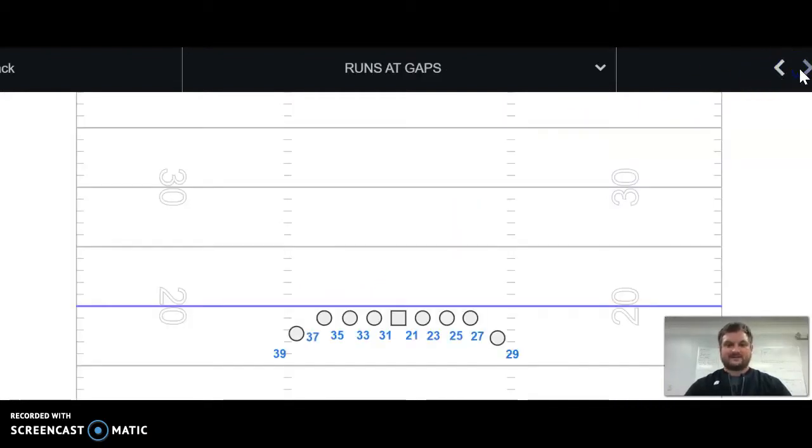Runs at gaps, simply going to be those same numbers that were on that previous slide. Runs at an A gap on the right will be a 21. Runs at a B gap will be 23. C gap will be 25. D gap, 27. E alley would be 29. If we wanted to run those to the left-hand side, they would be 31 to the A gap, 33 to the B gap, 35 to the C gap, 37 to D, and 39 to E or alley.